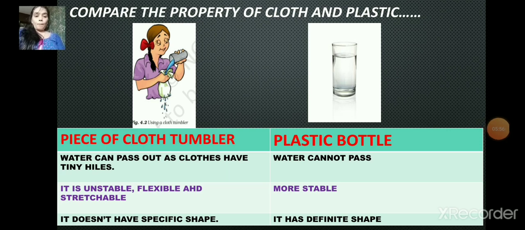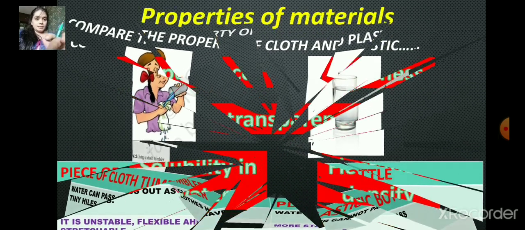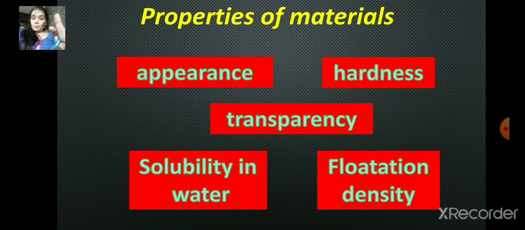So children, properties of materials are important for their usage. Properties of materials are very important to make an object. Some of the properties are appearance, hardness, transparency, solubility in water, flotation, and density. These are the different properties of materials which we will discuss in our next class.